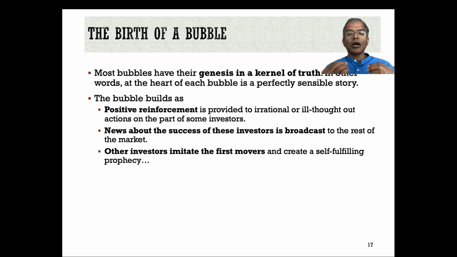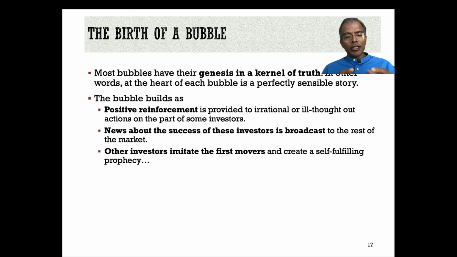Every bubble starts with a kernel of truth, a reality that just gets magnified perhaps more than it should be, but there's a kernel of truth. Let's go back to the dot-com bubble, right? The kernel of truth there was the internet was changing the way we live, we work, we interact. That was true. People overdid it, but there's a kernel of truth.